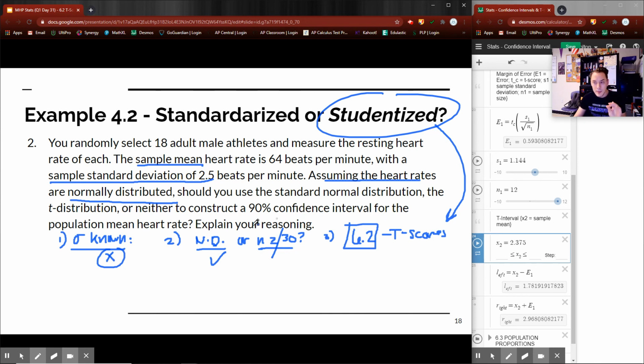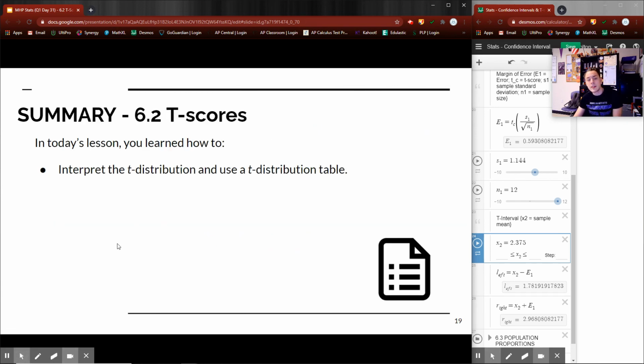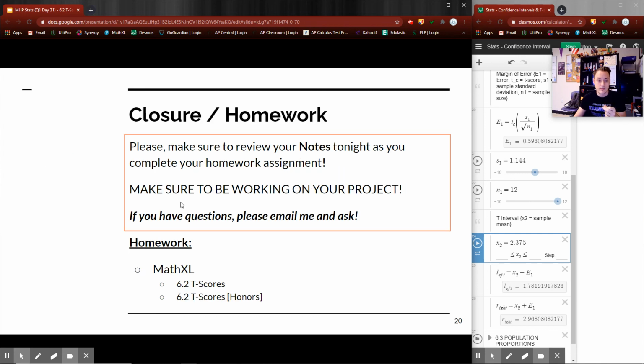I hope that makes a little bit more sense, kind of wrapping up everything together and which distribution we would be using. All right, so what did we learn? We learned how to interpret the t-distribution and the t-distribution table, and how to compare the t-distribution and the z-distribution. We learned how to construct and interpret confidence intervals for a population mean when sigma, the population standard deviation, was not known.